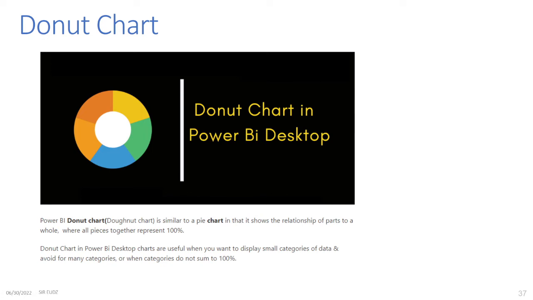Next, we have the donut chart. Power BI donut chart is similar to a pie chart in that it shows the relationship of parts to a whole, where all pieces together represent 100%. Donut charts in Power BI Desktop are useful when you want to display small categories of data and avoid too many categories, or when categories do not sum to 100%.